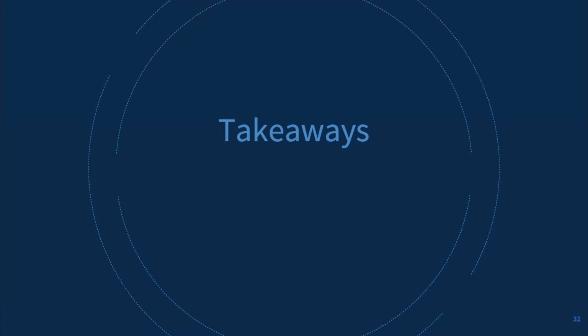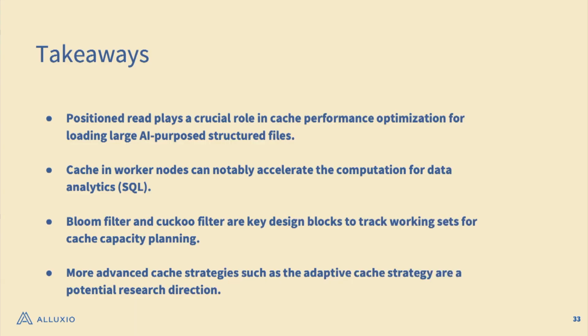Okay, the last section is the takeaways of this presentation. The first takeaway is position read, because the majority of the data sources are structured data, and particularly columnar data, like Parquet and ORC. The data read on this kind of file is highly selective. You always need to skip things. So if you design or apply a cache, it should be fully optimized for this kind of position read. We should eliminate the read amplification in this case.